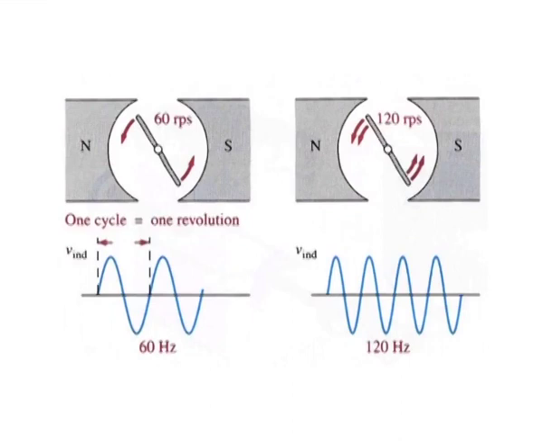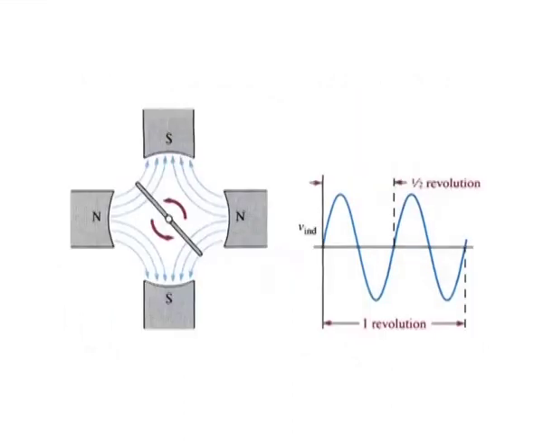Another way of achieving a higher frequency is to increase the number of magnetic poles. Here we have used two magnetic poles to illustrate the AC generator principle. During one revolution, the conductor passes under a north pole and a south pole, thus producing one cycle of a sine wave. When four magnetic poles are used instead of two, one cycle is generated during one half of a revolution. This doubles the frequency for the same rate of rotation.